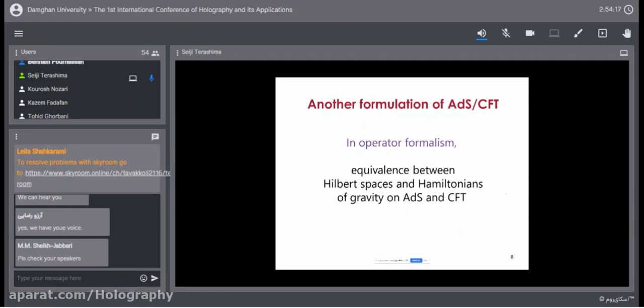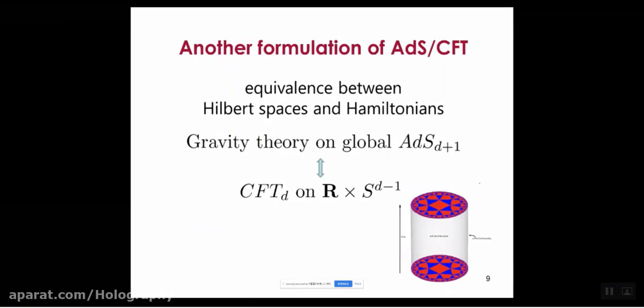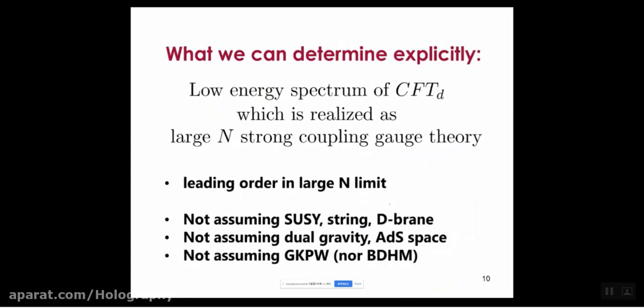In this formalism, the equivalence of the AdS/CFT duality means equivalence between the Hilbert space and Hamiltonians of gravity on AdS and CFT. In this talk I want to consider the global AdS. So CFT is on time times sphere. What we can determine explicitly is the low energy spectrum of CFT realized as a large N strong coupling gauge theory.